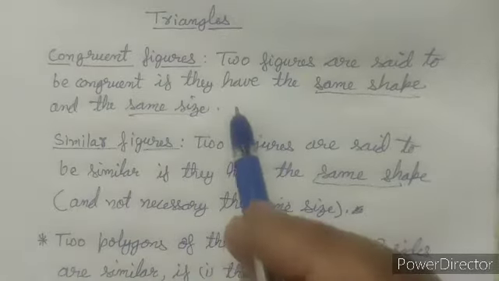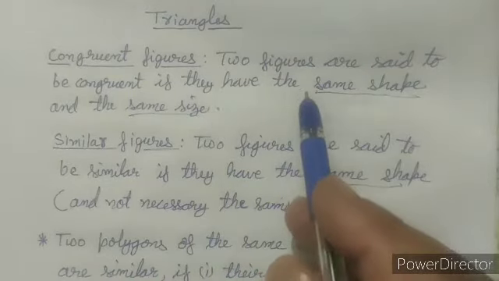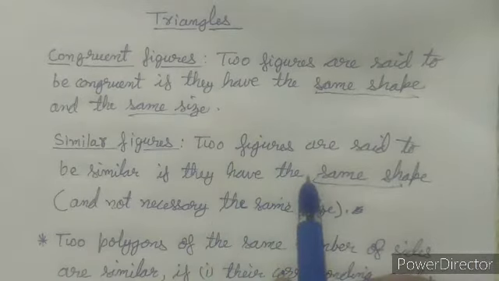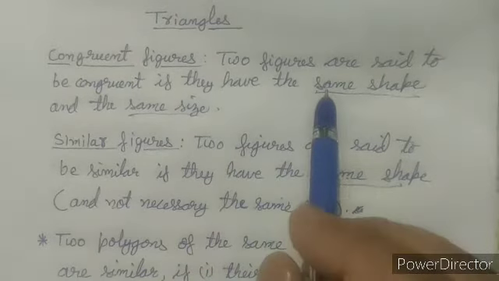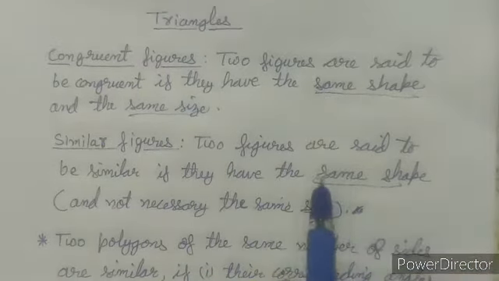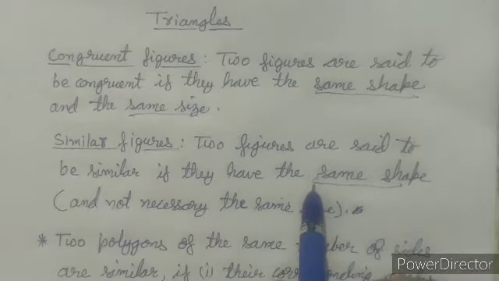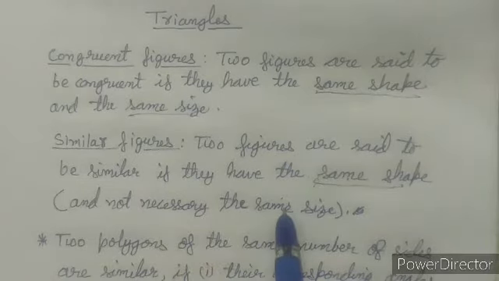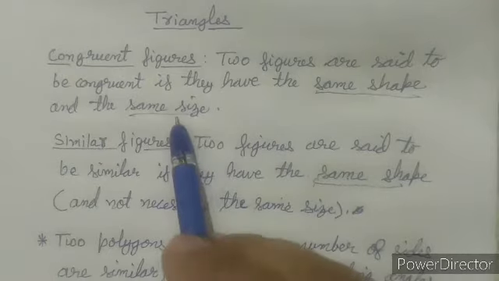That means congruent figures have same shape and same size, whereas similar figures have same shape. That means all congruent figures are similar. But all similar figures, because they may or may not have the same size, may not be congruent.